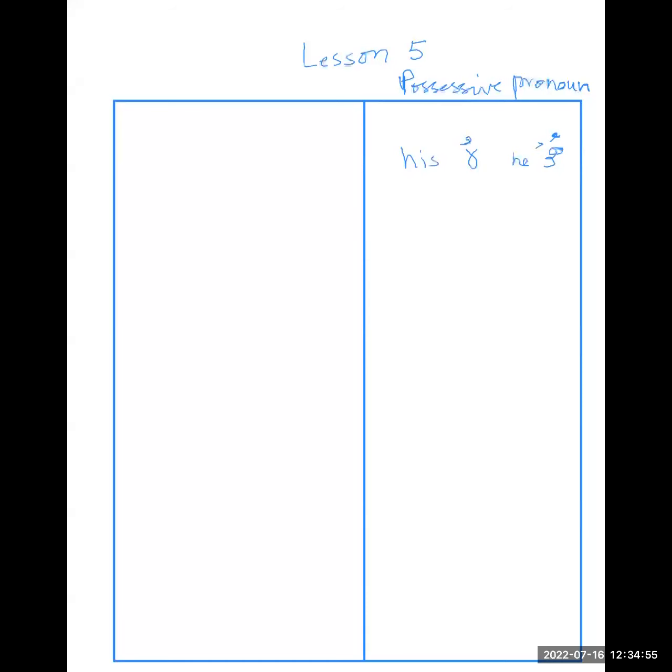Because when we want to say his book, we say this is his book. We don't say this is he book. Can we say that? Yeah, his book, right? Inshallah. So now you got the idea, right? So now we are doing the possessive pronoun.